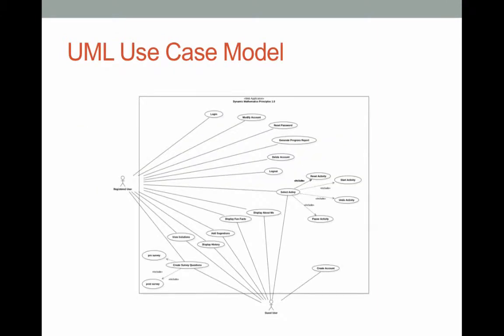So here we have a UML Use Case Model. Here we have a sample of how our different actors interact with the system. We have two different actors: the guest user and the registered user.